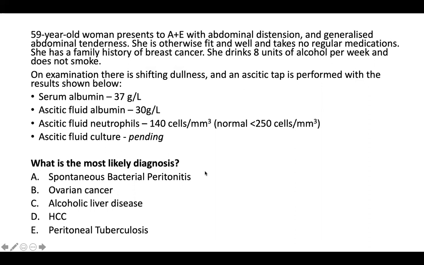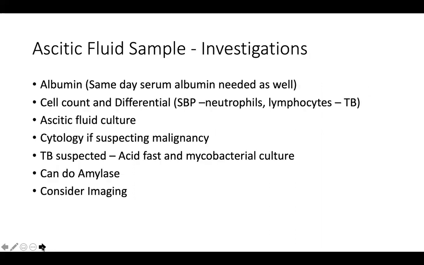But again, you would be doing further investigations. You'd be doing an ultrasound. So you might think about another cancer that might possibly cause it. But again, any of the options are reasonable guesses, as long as we weren't picking alcoholic liver disease, which we would expect to have a higher serum albumin ascites gradient.